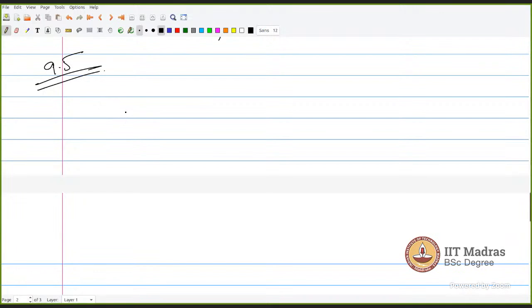So what is this about? This 9.5 is actually given a model to us, and we will try to estimate the parameter. That is why this is called model estimation.